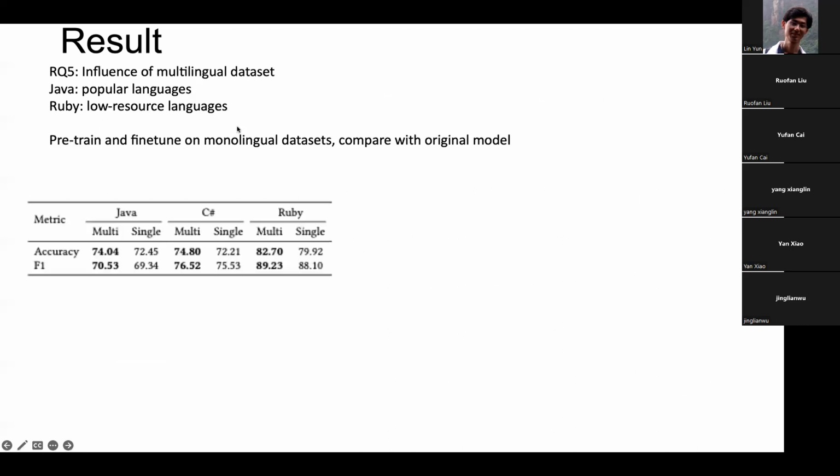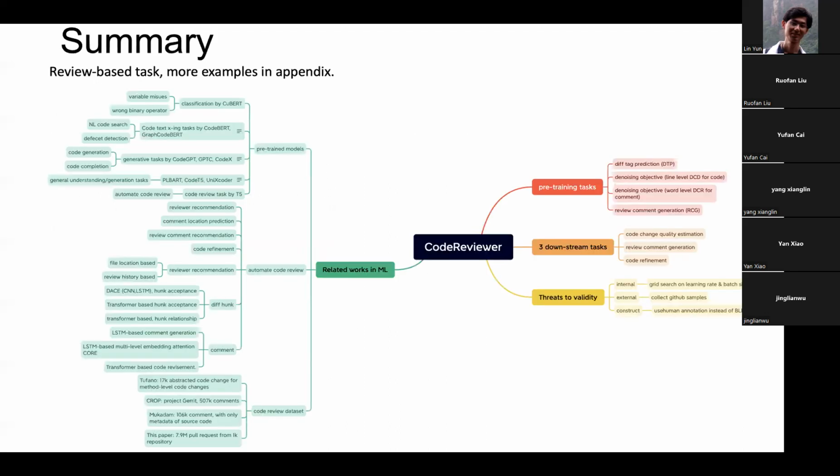And lastly, they talk about the influence of multilingual data sets. They consider Java, C#, and Ruby. So they pre-train and fine-tune with multiple languages, or only the Java data set, and they compare the scores. And if you use a single language, then your accuracy and F1 will drop. Okay. That's it. Then the last page.